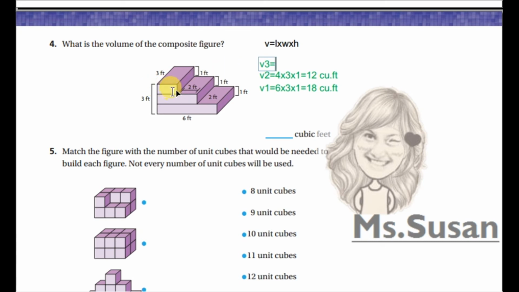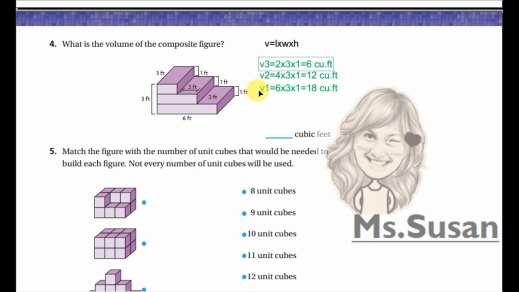The length here will be 2 times the width. We said the same. It is 3 for all. They all have the same thickness. So it is 3. And the height is the same for all. It's 1. So 2 times 3 will be 6. And the unit is in cubic feet.